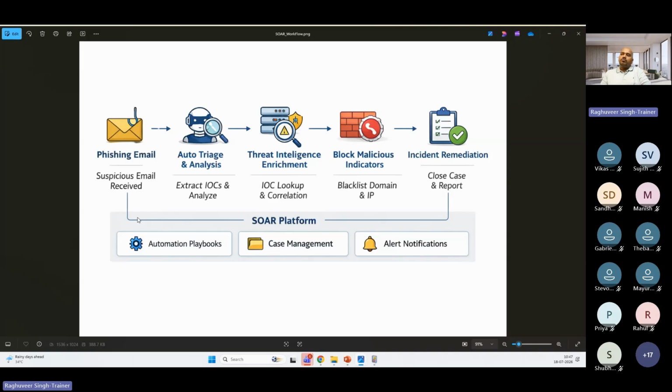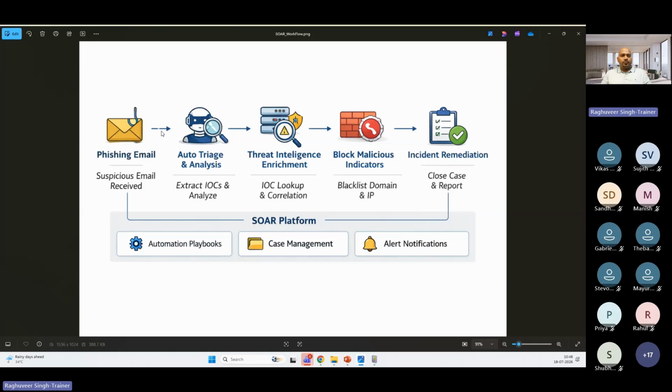With SOAR in place, it will automatically take care of everything. As soon as the incident is generated, the SOAR playbook will trigger, it will perform its job, and based on the final analysis, it will take remedial action. It will generate an alert if required.